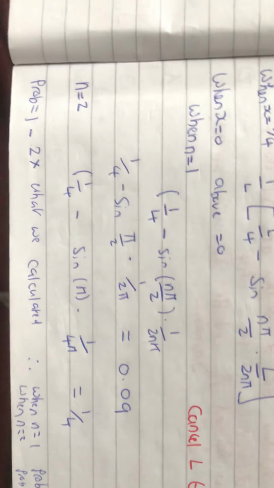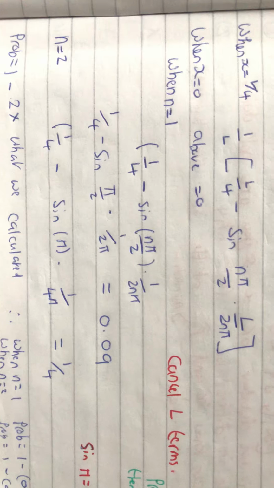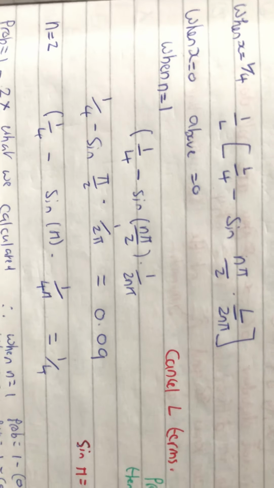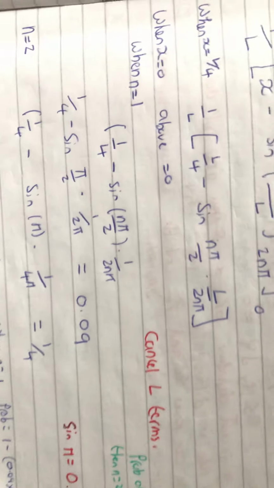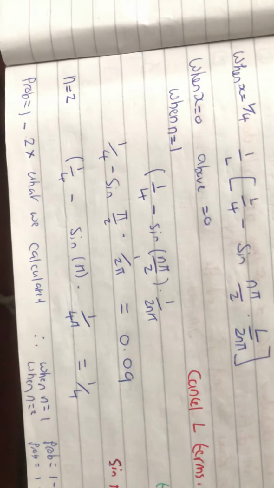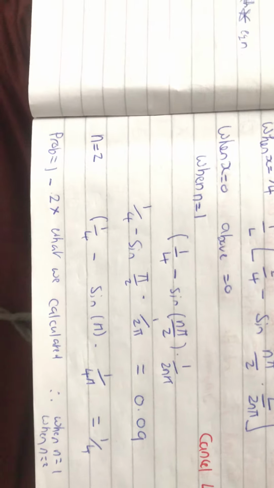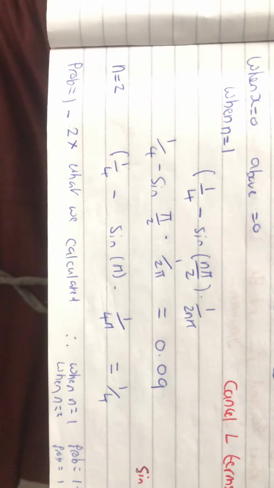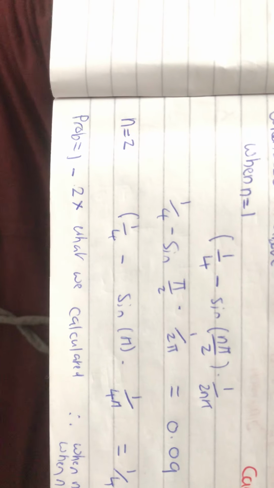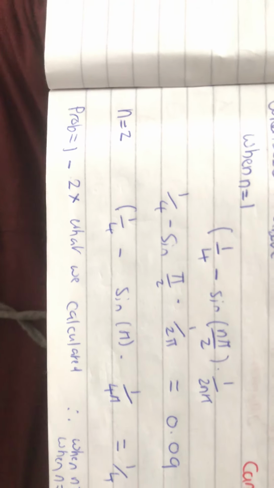And if we sub all that in, we get around 0.09. And when n equals 2, because these are the wave function numbers, we got wave function 1 and wave function 2 before, if you'll remember, we'll get 1/4. So the probability equals 1 minus 2 times what we calculated.